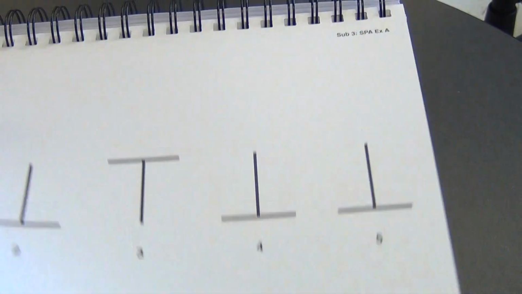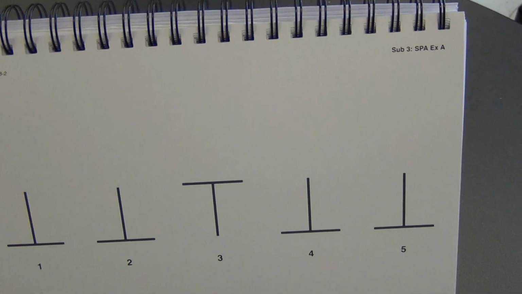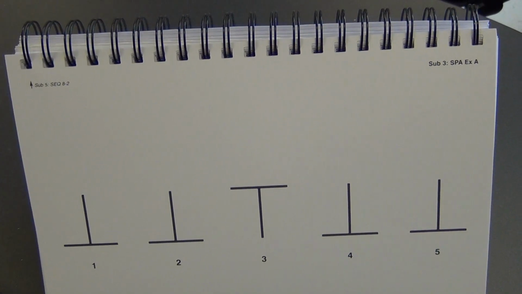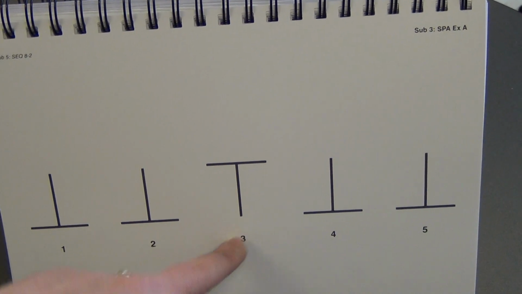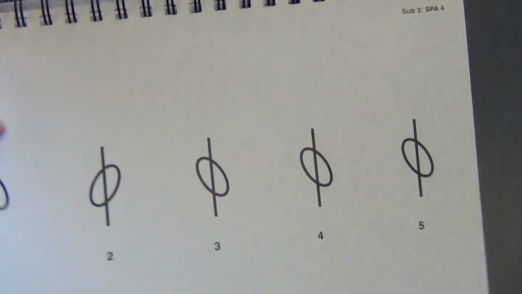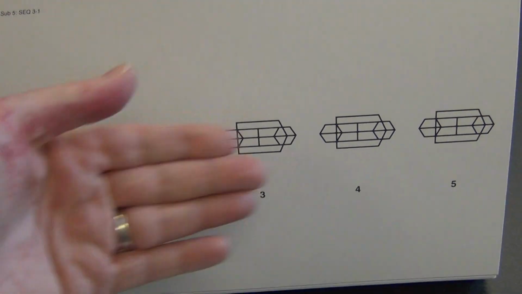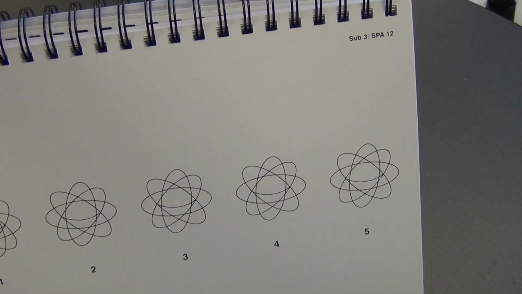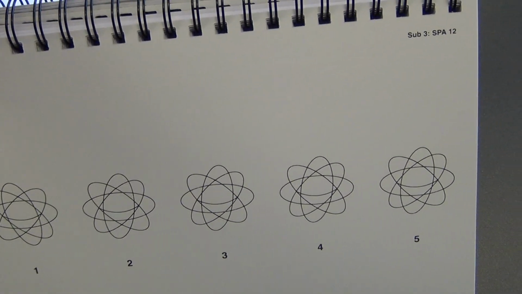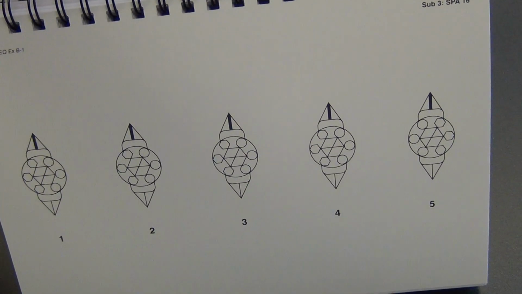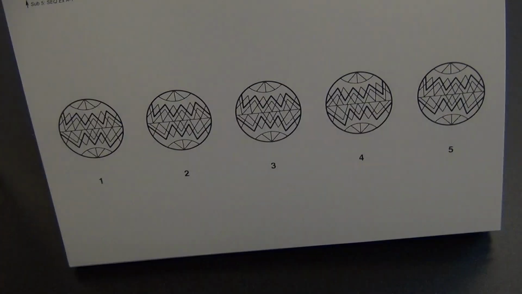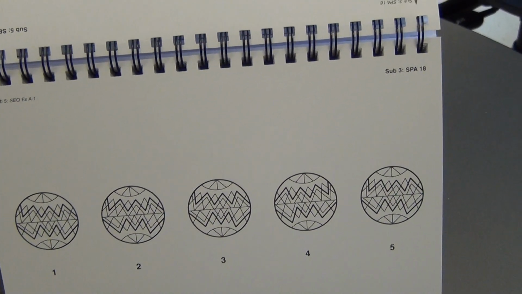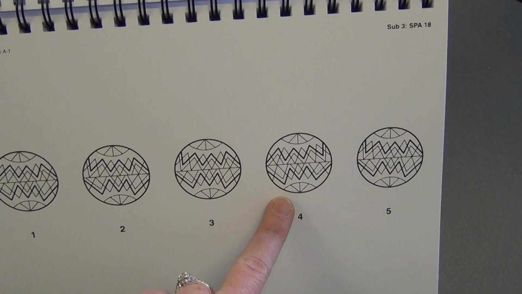Spatial relationships, you're going to say, look at the designs here. Which of these is different from all the others? And the answer would be 3. And again, they get progressively harder. So which one of these is different than the others? Until you get to number 18. Which of these is different than the others? The answer is 4.